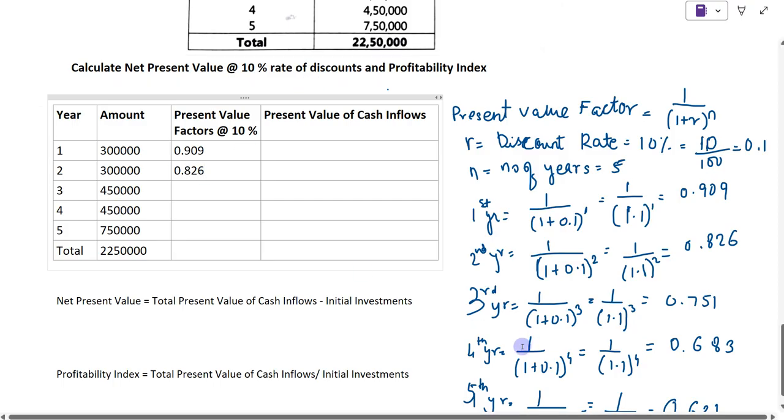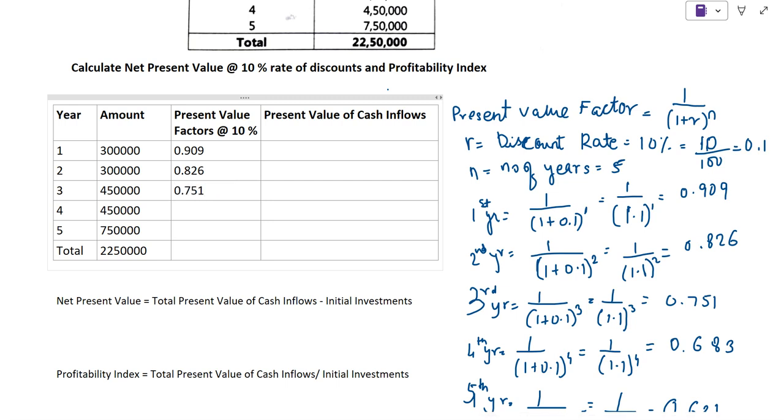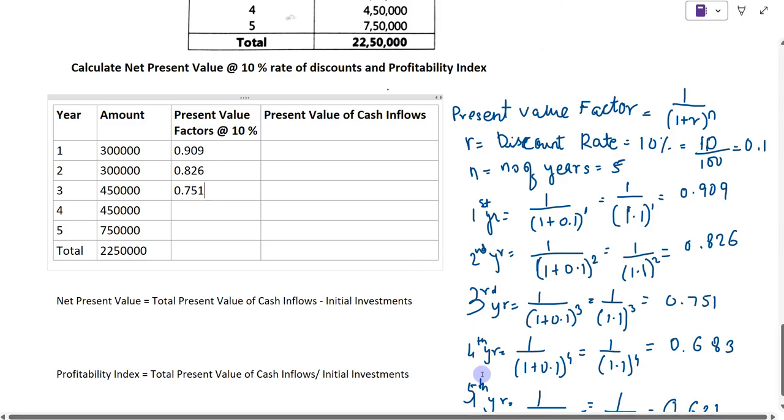Now for the third year, the same, we will do 1 upon 1 plus 0.1 raised to 3. Then 1 upon 1.1 raised to 3. Then we get 0.751. For the third year, the present value factor is 0.751.